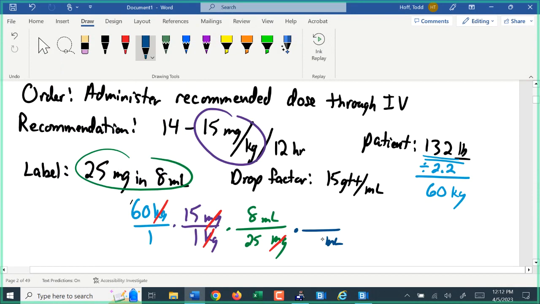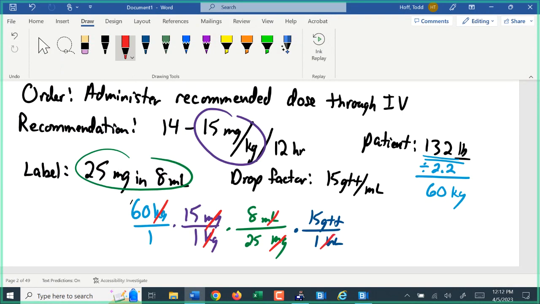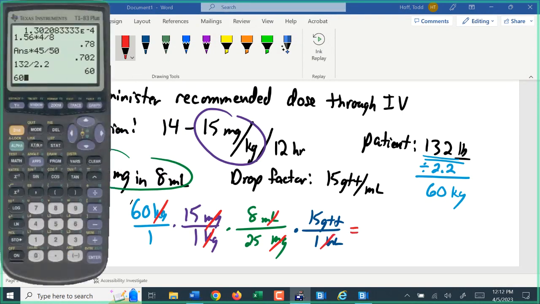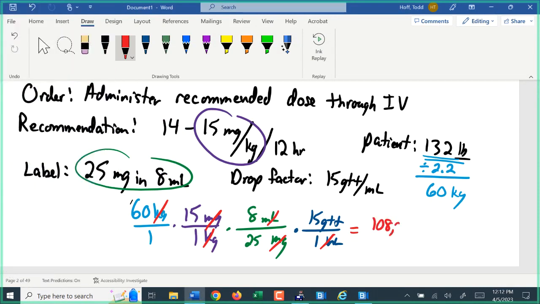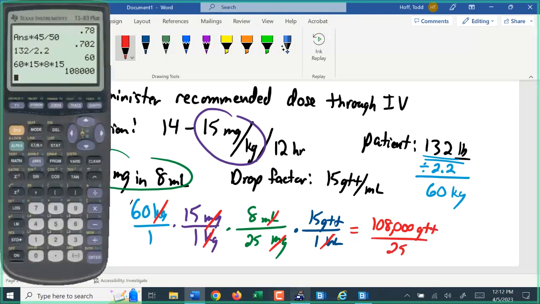So milliliters on bottom, and that is 15 drops per 1 milliliter. And the milliliters cancel out. So now on top, we do have drops. So we're going to do 60 times 15 times 8 times another 15 gives us 108,000 drops. On bottom, we just have 25. So we'll divide that by 25. Give us 4,320 drops.